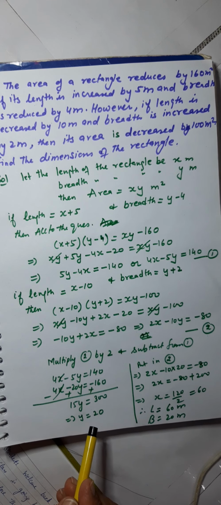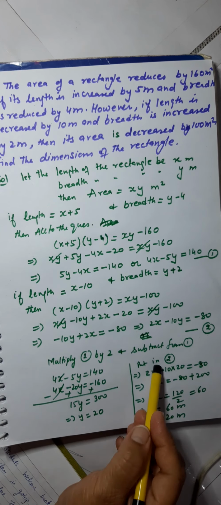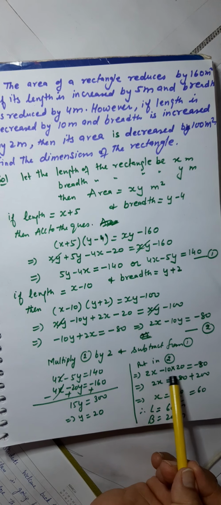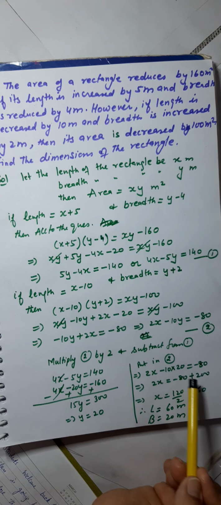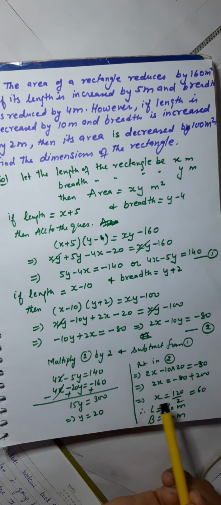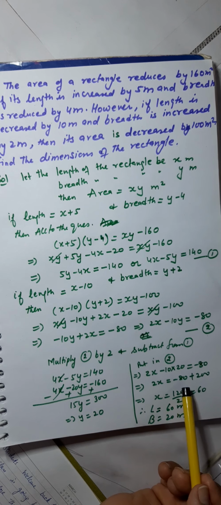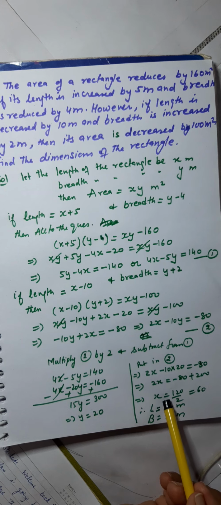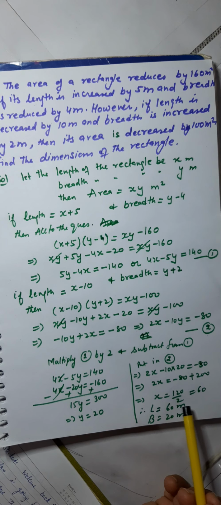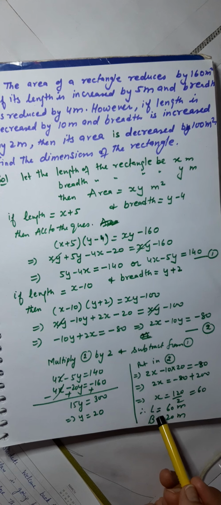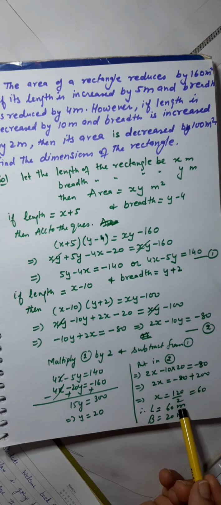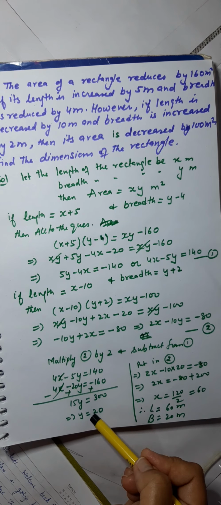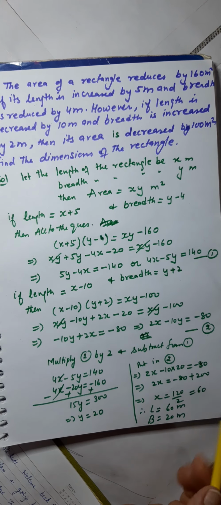Now put this value of y is equal to 20 in number 2. So this gives me 2x minus 10 into 20 is equal to minus 80, which implies 2x is equal to minus 80 plus 200. This implies x is equal to 120 upon 2, which is equal to 60. So this implies that L is equal to 60 because x was taken as length. So L is equal to 60 meters and breadth is equal to 20 meters.